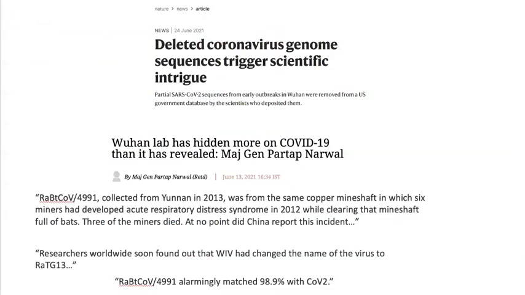When you take this genetic evidence together with some of this other circumstantial evidence and very suspicious things that have happened in Wuhan during this time frame in the past year, it again points to a certain conclusion. For example, deleted coronavirus genome sequences trigger scientific intrigue. So we know that researchers from the Wuhan Institute of Virology deleted a bunch of coronavirus genomes from the database.